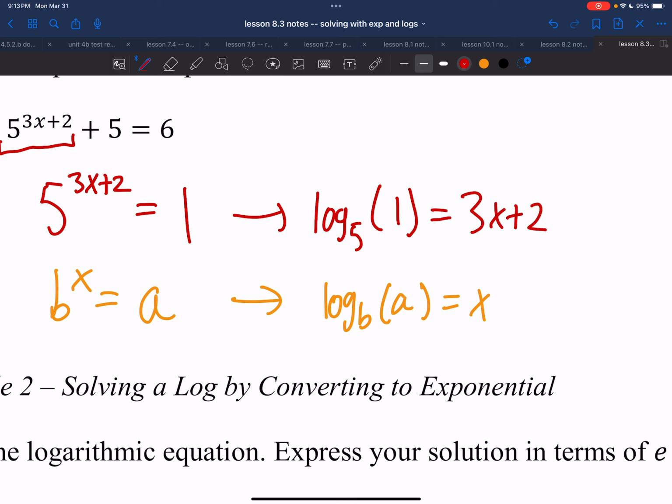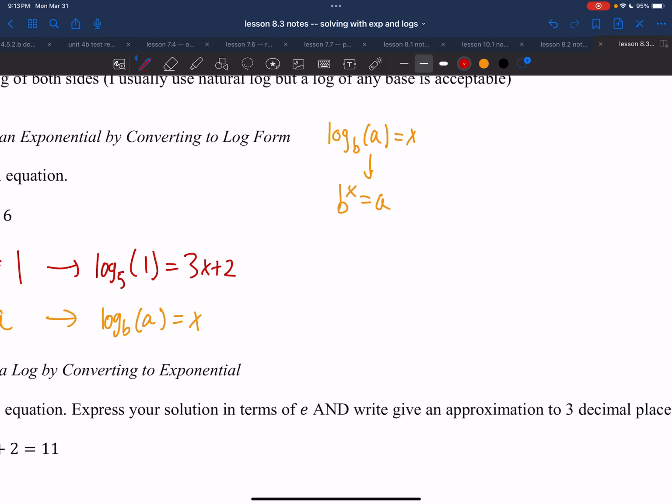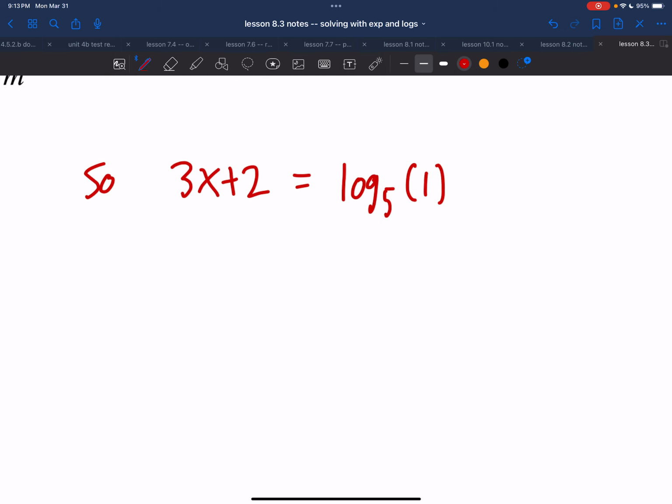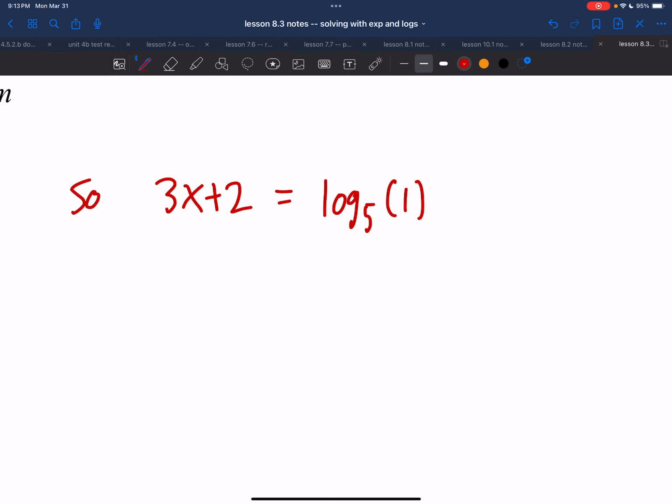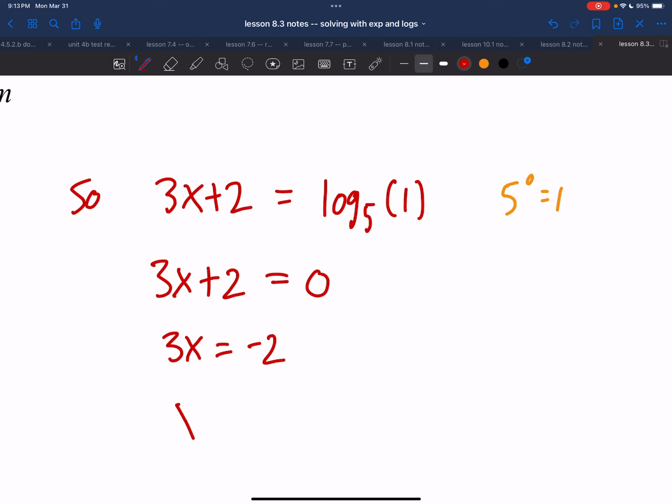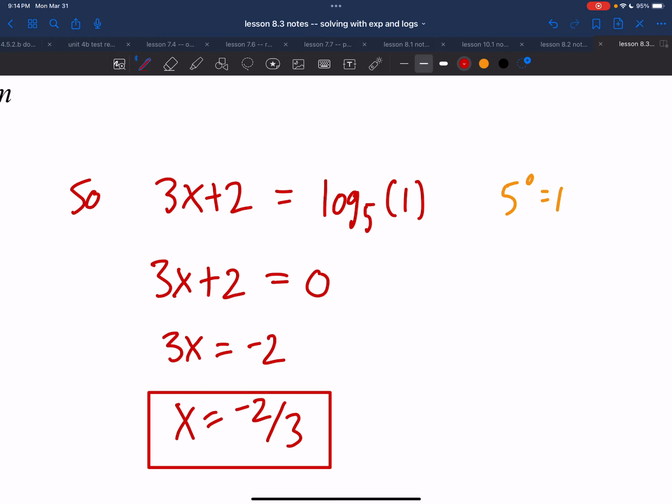That's it. And so then this is just the equation we solve. So 3x plus 2 is equal to log base 5 of 1. And we know log base 5 of 1, because 5 to the power of 0 is 1. That means the exponent that would go on 5 is 0. So this just says that 3x plus 2 is 0. Thus, we subtract the 2, and then we divide by the 3, and we have our answer, negative 2/3. That is what x is.